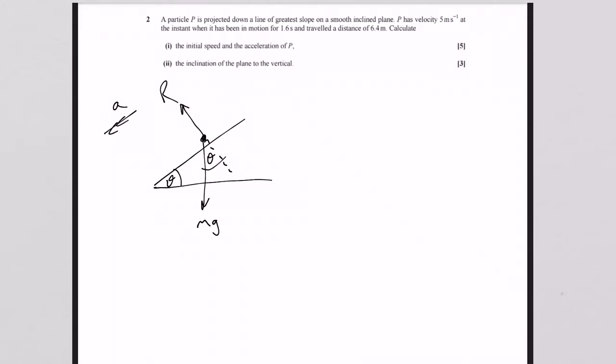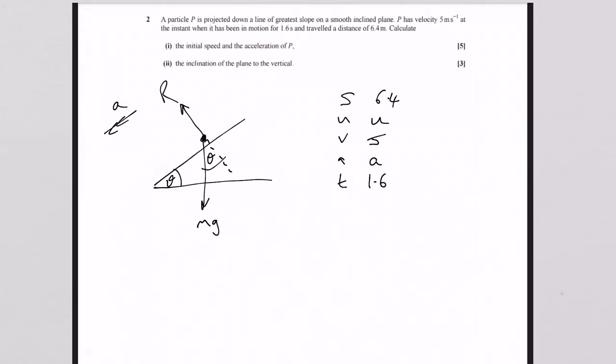It turns out that the forces here are all constant, so there's going to be constant acceleration. So in fact, SUVAT will get us started with part 1. So SUVAT: the distance is 6.4 for your displacement. U is what we're trying to find. V is 5, given. The acceleration we don't know, it's on a slope, so you can't say it's 9.8, and T is 1.6.